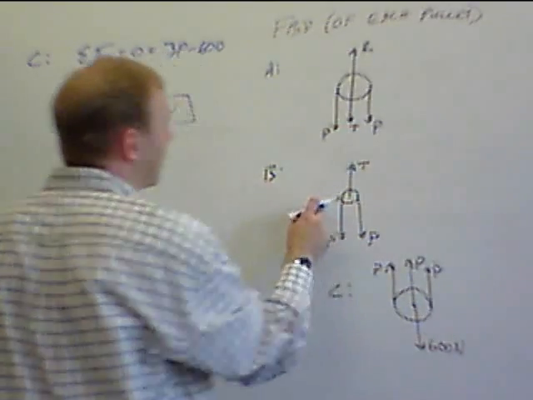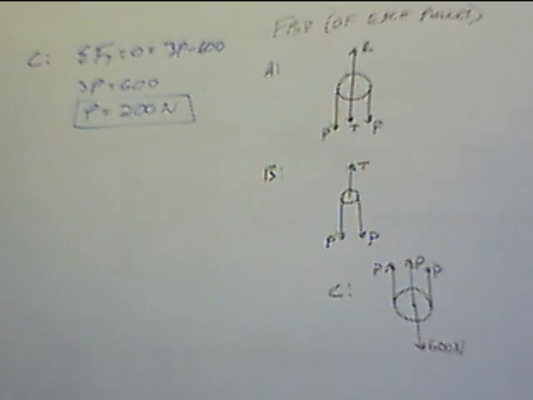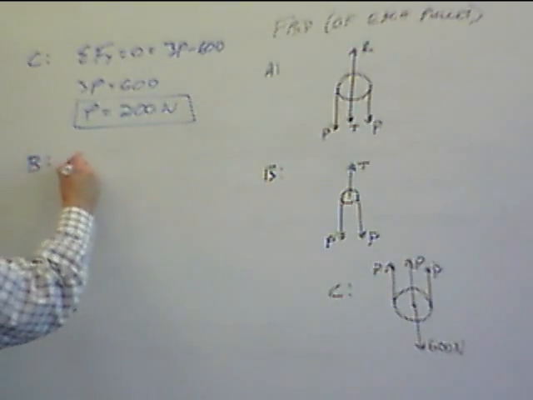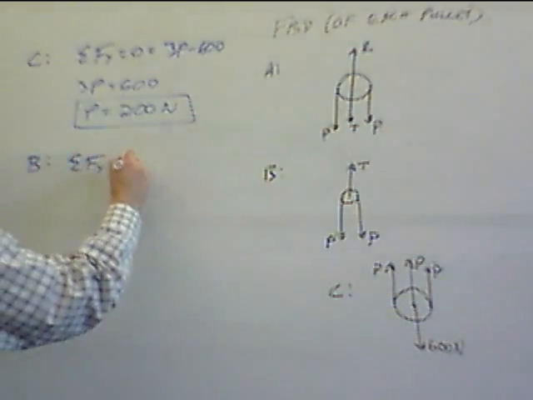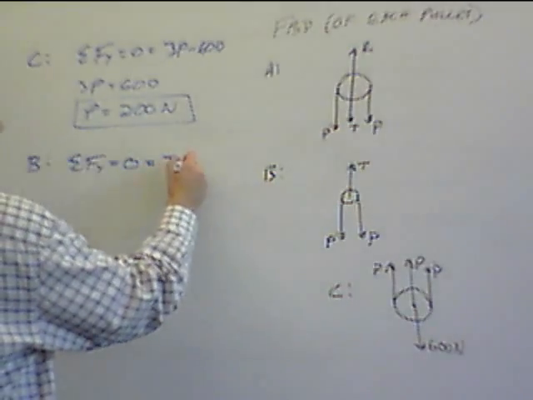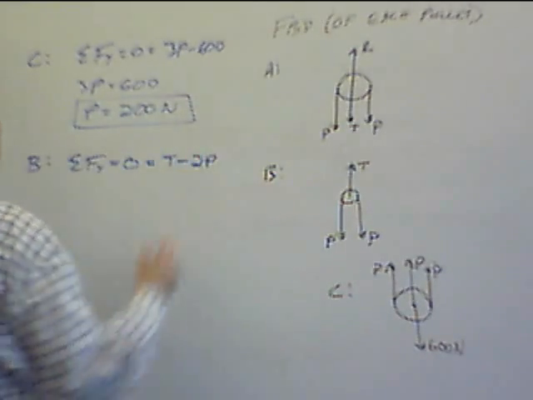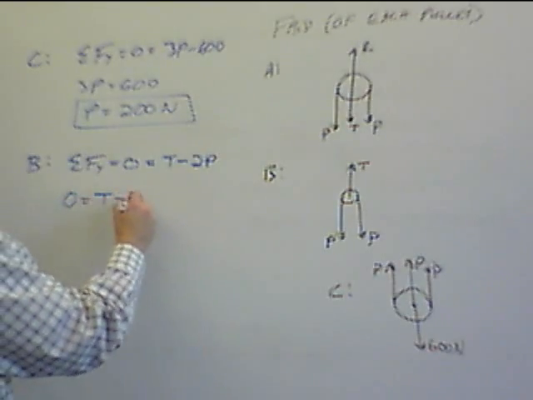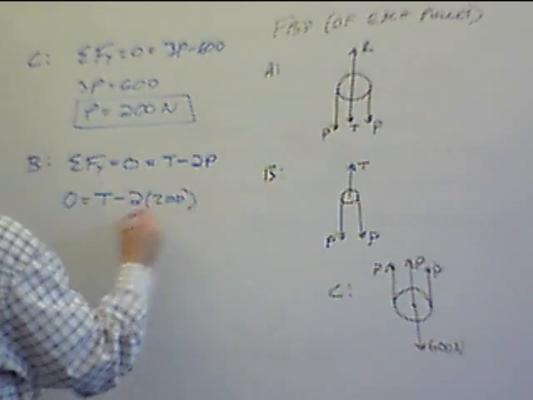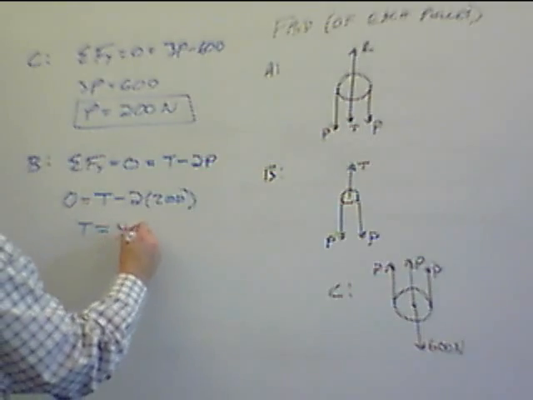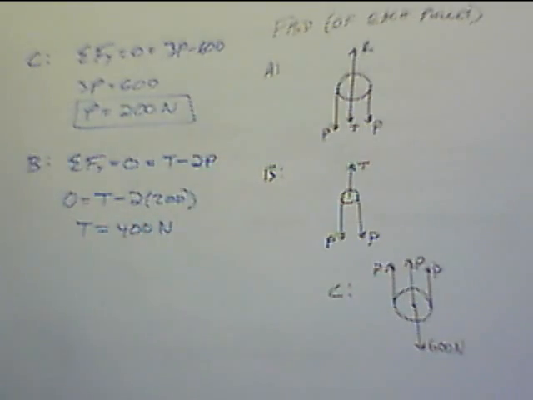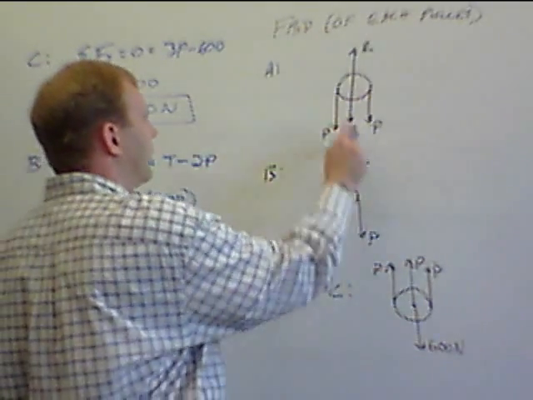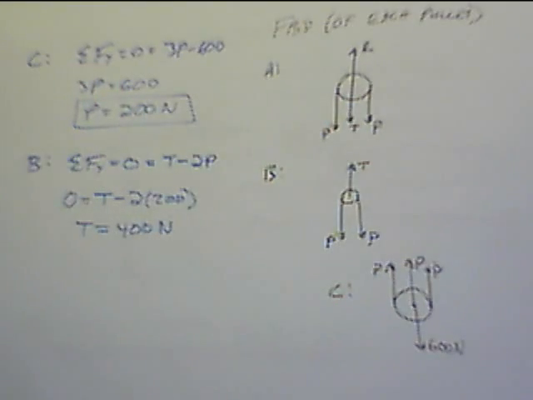Okay, so now we know P. We can go back and look at pulley B here. Summation of forces in the Y equals 0, which is equal to T minus 2P. So this gives us 0 equals T minus 2 times 200. T ends up equaling 400 newtons. Okay, so we have a 400 Newton force connecting A and B.